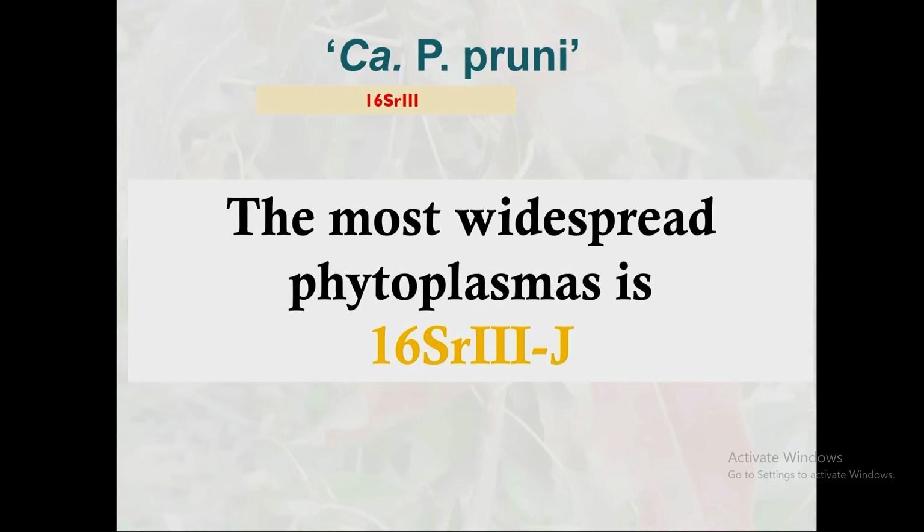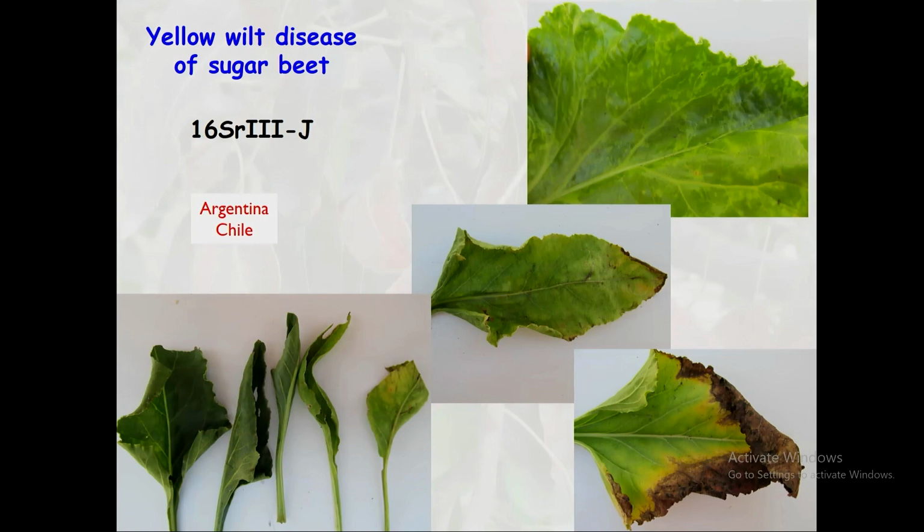But this is the king of the phytoplasmas present in South America, Candidatus Phytoplasma pruni. The group is 6ESR3. The most widespread phytoplasma in this group is the 3J subgroup. We found it historically in sugar beet initially. This was a great problem in Chile, in the south of Chile, where the crop is very important.